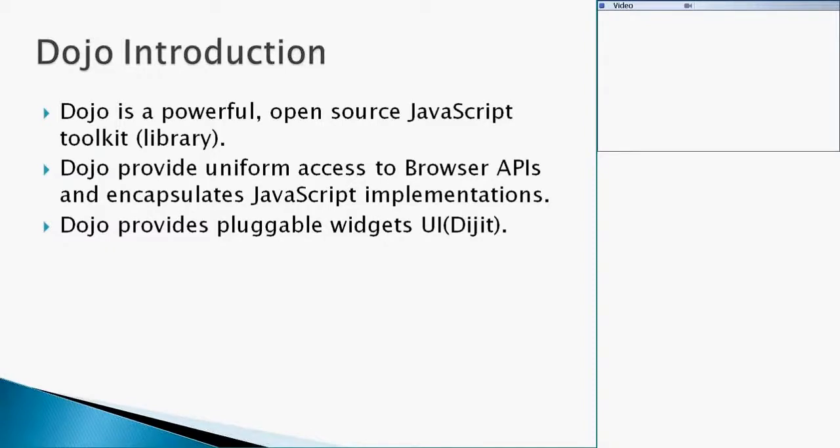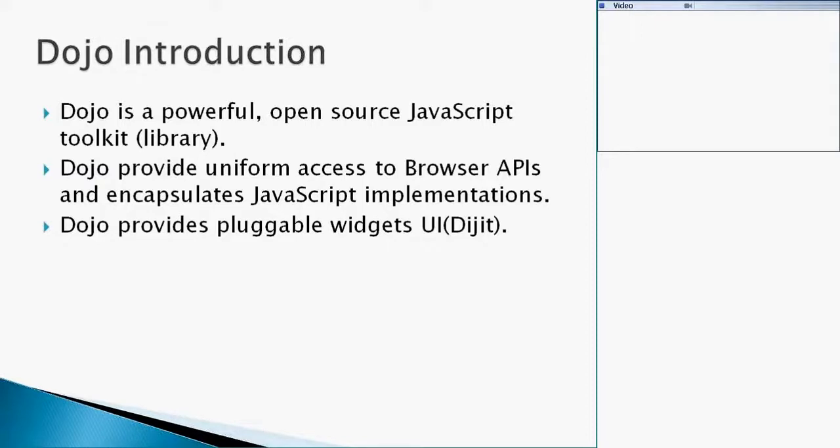So, what is Dojo? Dojo is basically a toolkit, a JavaScript library, which can help you develop web applications in a pretty fast way. It can save your time and your effort. It's quite powerful and provides a lot of functionality. It's open source, and all the source is available.